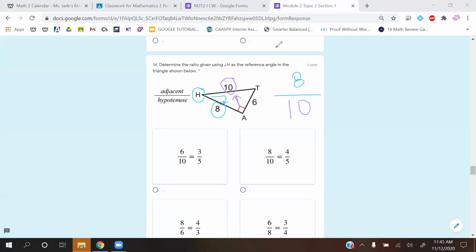So 8 over 10, which then simplifies to 4 over 5. It simplifies because you can divide by 2 on the top, and you can also divide by 2 on the bottom. 8 divided by 2 gives you 4. 10 divided by 2 gives you 5. So our 8 over 10 simplifies to 4 over 5. Same answer. So number 14 is 8 over 10 equals 4 over 5.